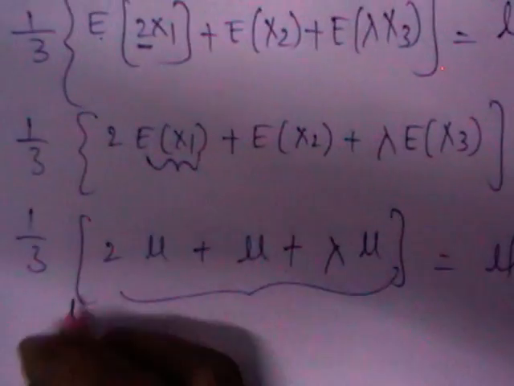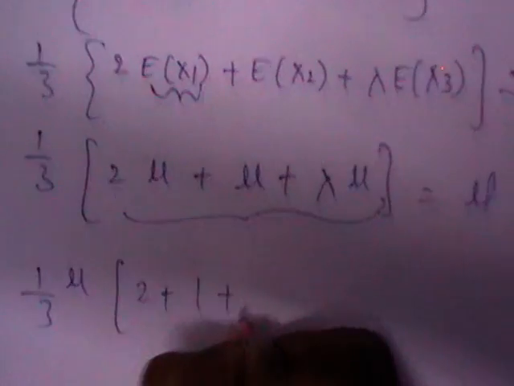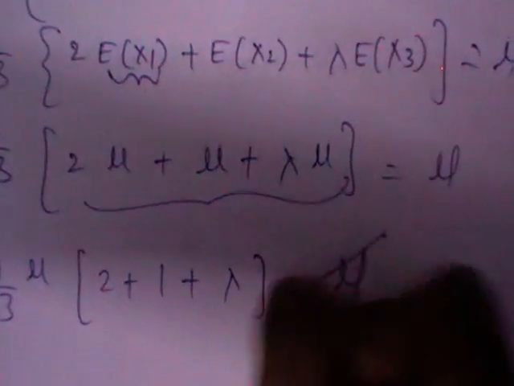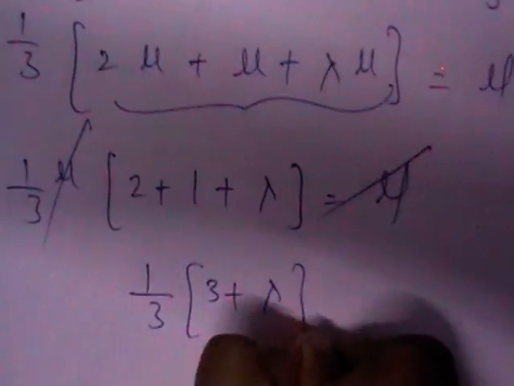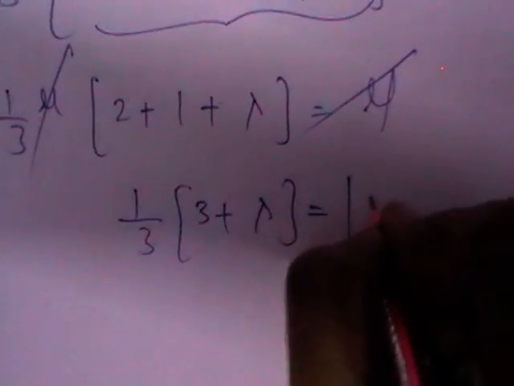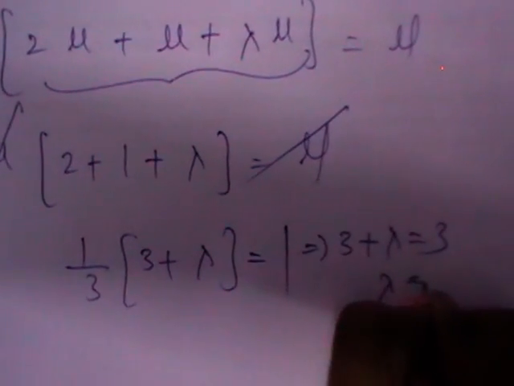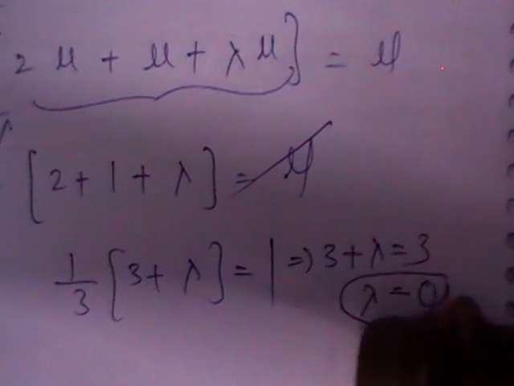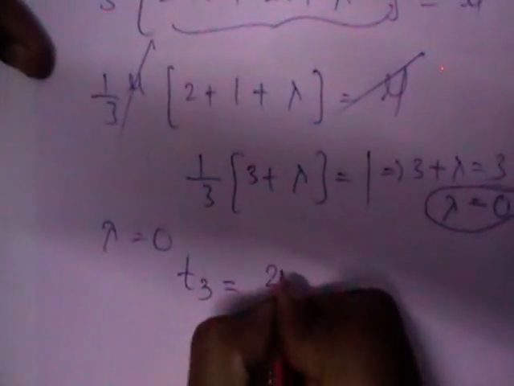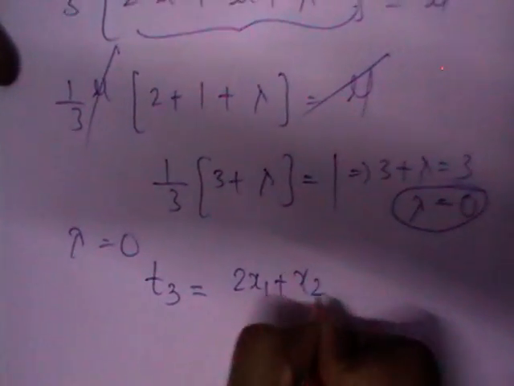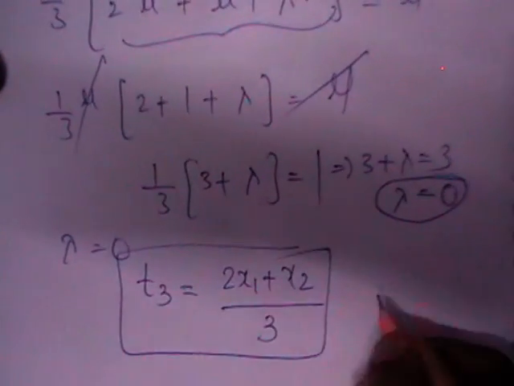From all these terms we can take out mu common. You will get 2 plus 1 plus lambda is equal to mu. Mu cancels. You have 1 by 3 into 3 plus lambda is equal to 1. From this you will get 3 plus lambda is equal to 3. Lambda is nothing but 0. You got lambda value as 0. Then what is T3? By substituting lambda is equal to 0 in that, you will get T3.